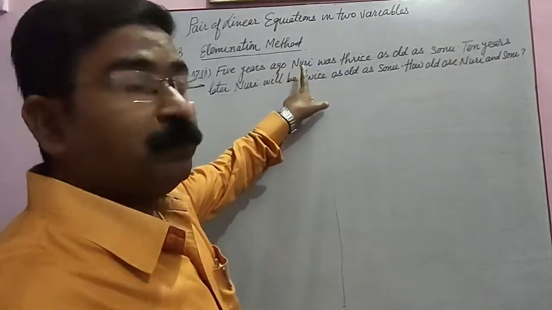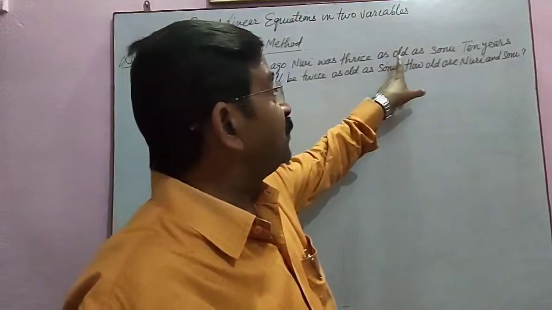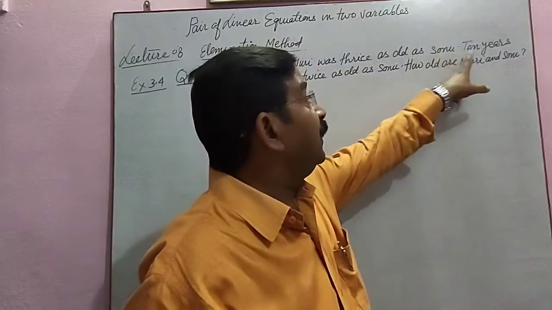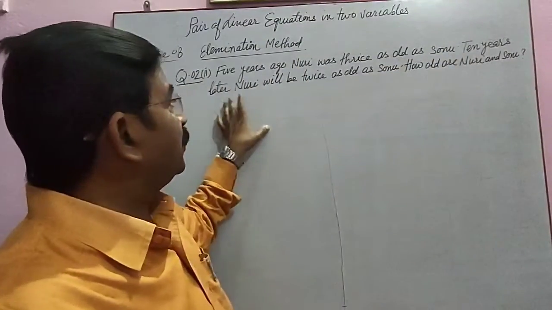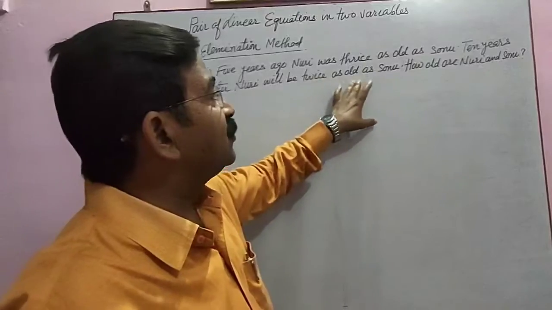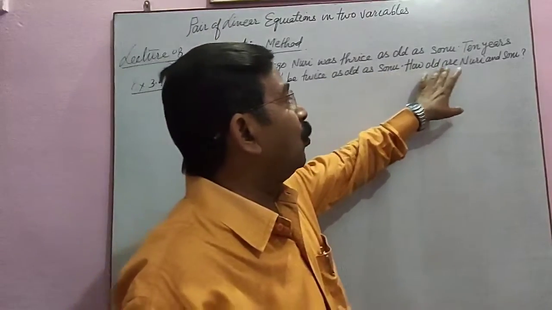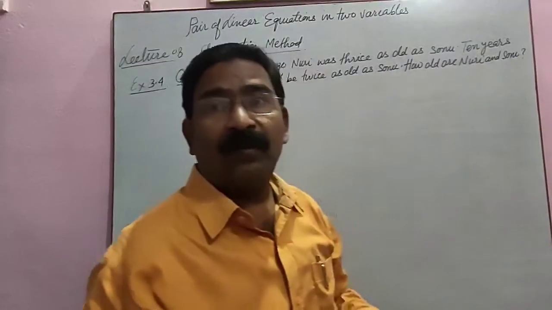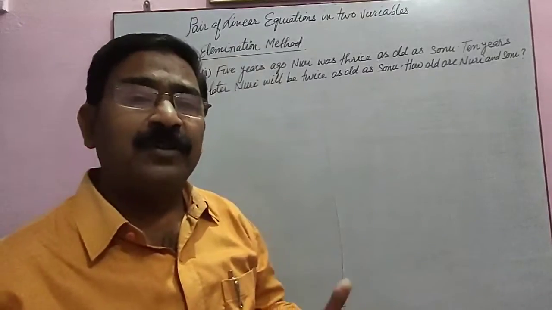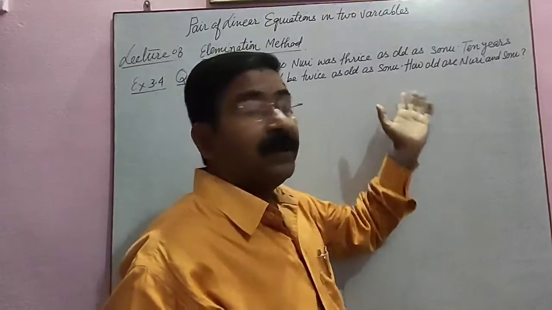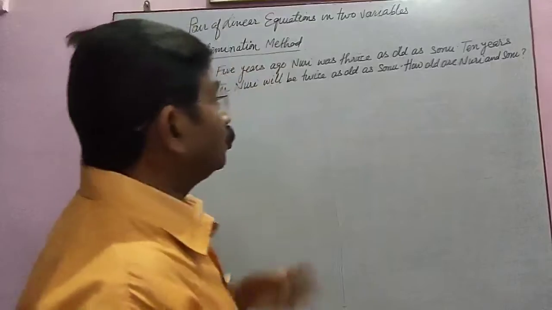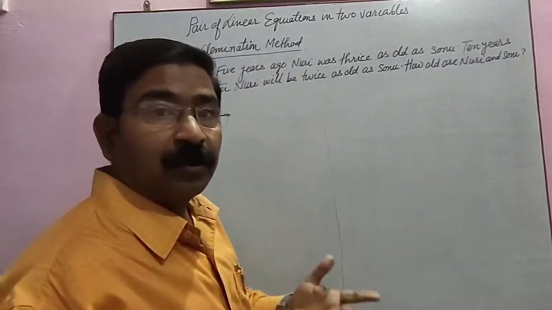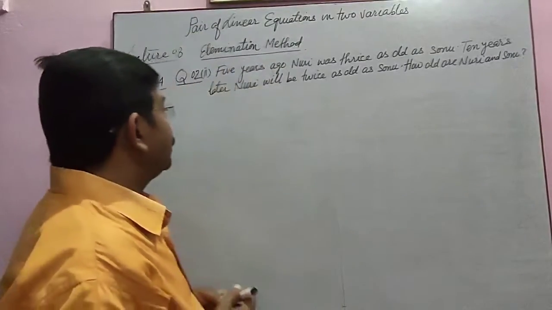I am reading the question. 5 years ago, Noori was thrice as old as Sonu. 10 years later, Noori will be twice as old as Sonu. How old are Noori and Sonu? First, we have to decide which one is older. By the statement, we can know it. So, two persons are there, and we are using two variables. So, let's see.